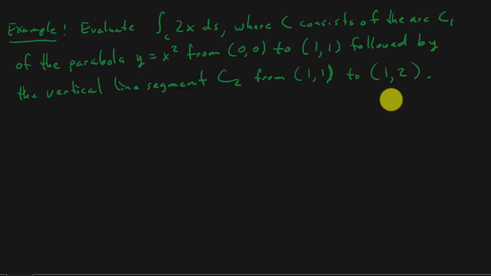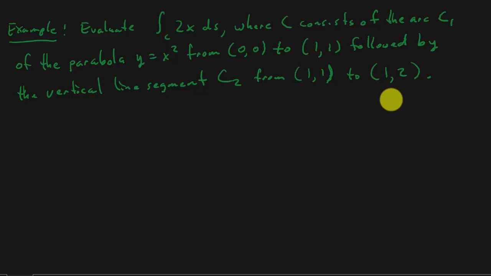And so let's look at this. It says evaluate the integral over the curve C of x ds, where C consists of the arc C1 of the parabola y equals x squared from (0, 0) to (1, 1), followed by the vertical line segment C2 from (1, 1) to (1, 2). All right.